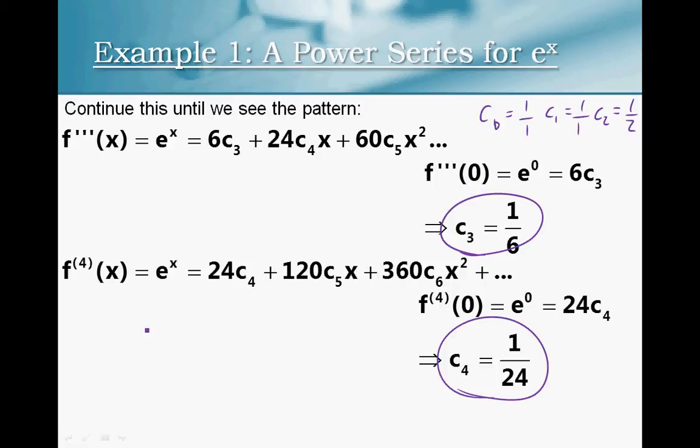what you probably are starting to see is a good formula for C sub n, the nth coefficient in this power series, is 1 over n factorial. You can see C0 being 1 over 1, that's the same thing as 1 over 0 factorial. Remember, 0 factorial is equal to 1. Or C1 is 1 over 1 factorial, C2 is 1 over 2 factorial, C3 is actually 1 over 3 factorial, and C4 is 1 over 4 factorial. So that's a great formula for this.